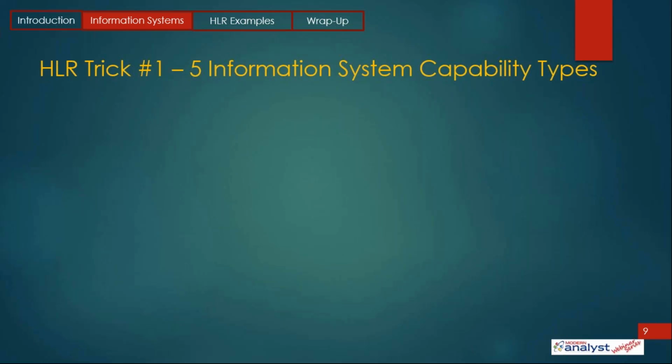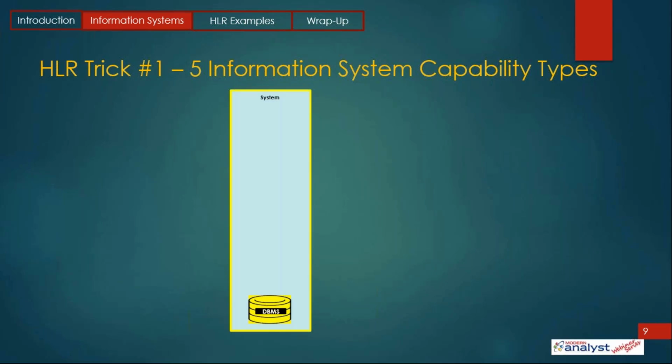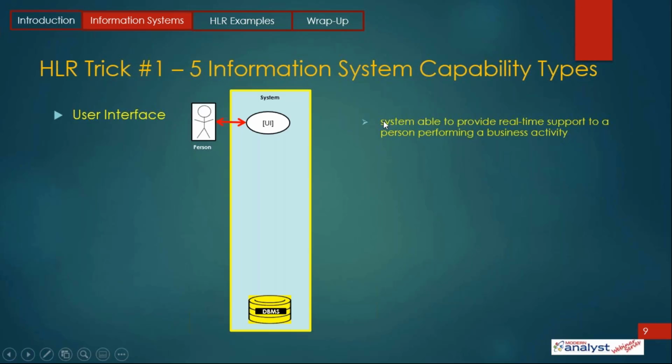Looking at an information system, there are 5 fundamental capability types. Let's talk about those. So here's our system. Here's our database management system coming through. The first fundamental type is a user interface. What that capability gives us is that the system is able to provide real-time support to a person, a user, performing a business activity.